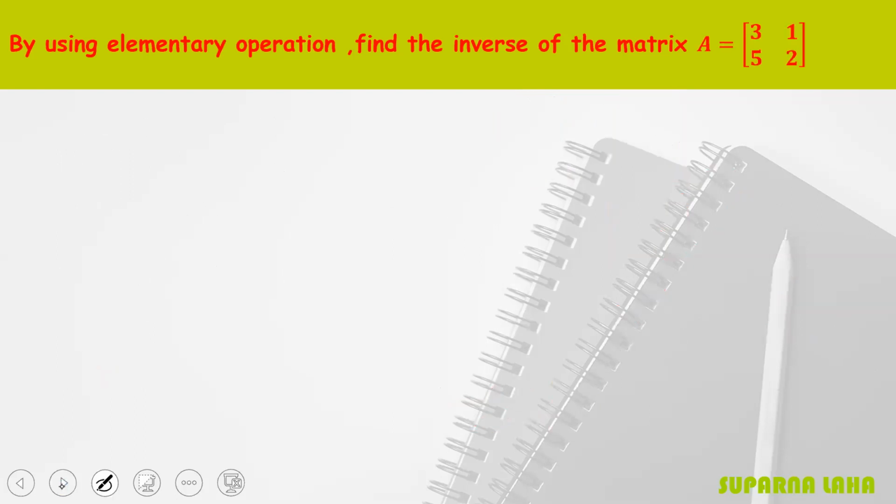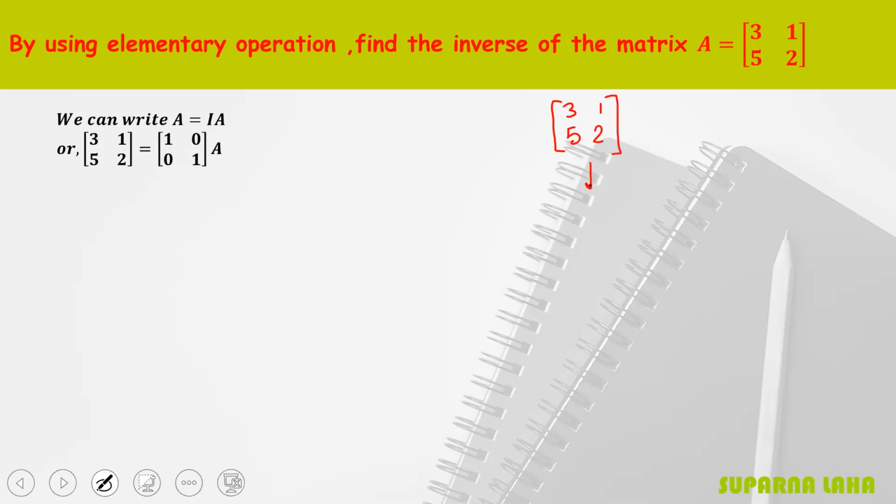Next problem is given: 3, 1, 5, 2. So we can write down, this is A is equal to I into A. So now write down the matrix A and I. Okay, so my first work is to make the leading element 1. So here 3, 1, 5, 2 is given. I have to make this leading element, that means the first element of the first row, 1. And the second row will remain the same.